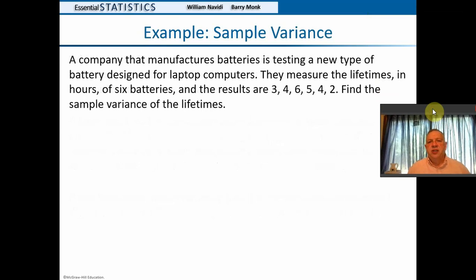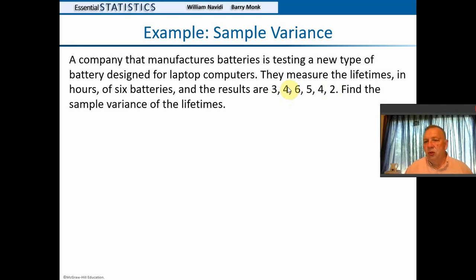A company that manufactures batteries is testing a new type of battery designed for laptop computers. They measure the lifetimes in hours of 6 batteries, and the results are 3, 4, 6, 5, 4, and 2. Find the sample variance of the lifetimes. So how are we going to start out? We're going to find the mean of these data points. Then we're going to go through and do the deviations, subtracting the mean from each one.